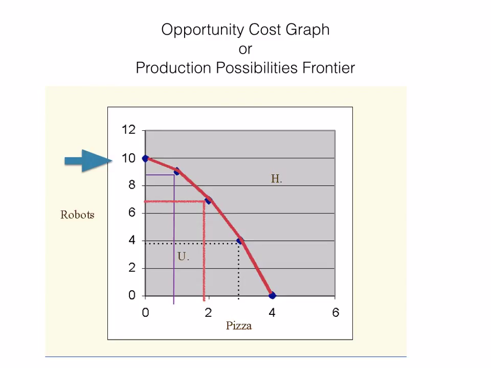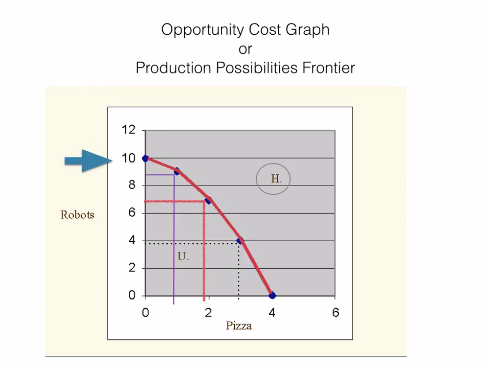So what if we decided to make 3 pizzas? We can only make 4 robots. So 10 minus 4 is 6. We're giving up 6 robots. So the opportunity cost of 3 pizzas is 6 robots. Okay? So this is what it looks like in a graph. And the reason we're taking this in a graph is because it's going to tell us a bunch of other things as well.